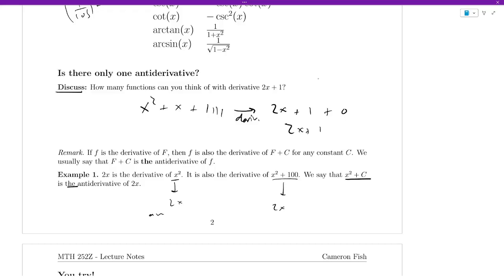Right, x squared is an antiderivative, like it's one of them. X squared plus 100 is another antiderivative. But I'm going to capture all the possible antiderivatives by having this plus c. So every antiderivative of 2x is contained in this expression. Just pick different c's. So x squared plus 7 is another one. It's kind of a minor point to say the antiderivative versus an antiderivative, but the plus c thing will come up several times, so I've got to mention it now.